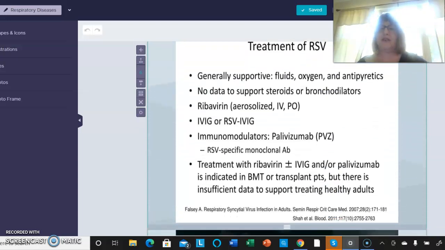Treatment of RSV is generally supportive treatment: fluids, oxygen, and antipyretics. There's no data to support steroids or bronchodilators, and they may be given ribavirin.